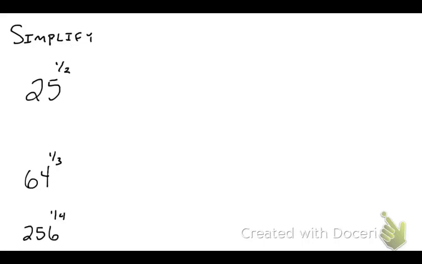We're going to continue our study of rational exponents. We're being asked to simplify. Simplify 25 to the 1/2. Well, we know this means the same thing as the square root of 25. So, to simplify this, it would simplify down to just 5.